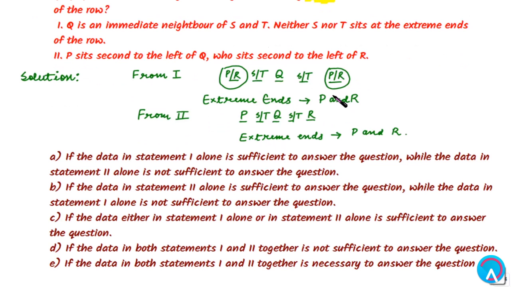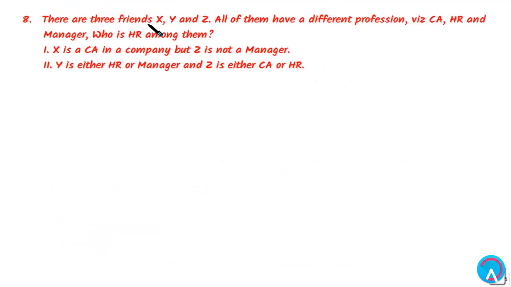So here we can see that from statement 1 also we can arrive at the answer, and from statement 2 also we can arrive at the answer. When such is the case, then option C is the correct option. That means if the data either in statement 1 alone or in statement 2 alone is sufficient to answer the question. Let's try question number 8.